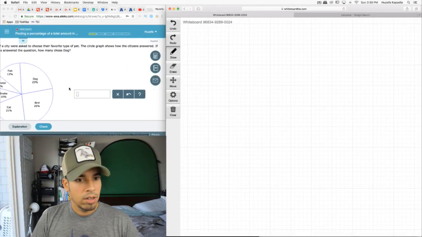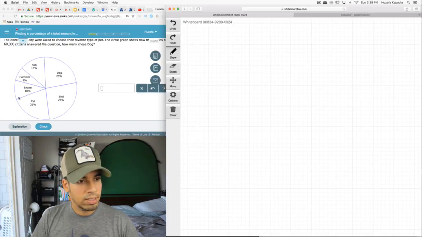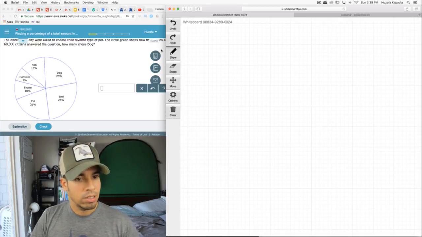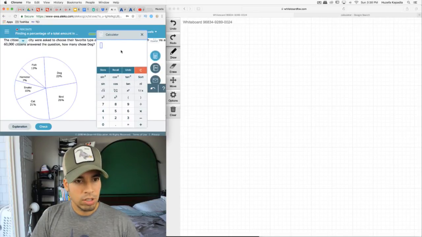Okay, same thing. 60,000 citizens answered, meaning 60,000 is the whole. How many chose dog? Well, we just take 23% of 60,000. So again, I'm going to take the decimal equivalent of 23, which is 0.23, and multiply that times 60,000. And we get 13,800.